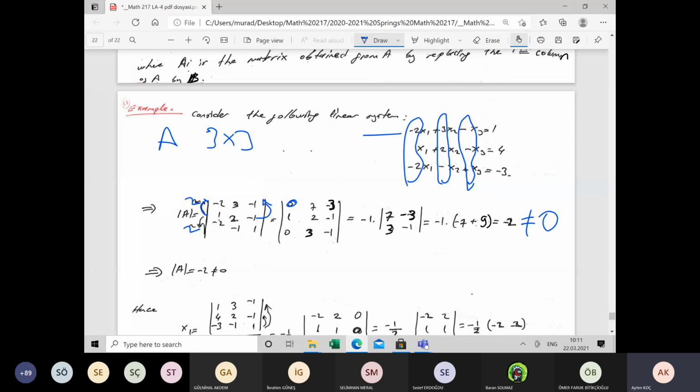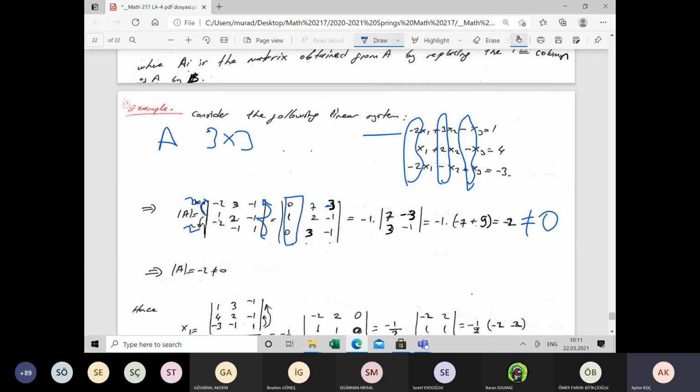4 plus 3, 7. Minus 2 minus 1, minus 3. And the next one, multiply by 2, 0. 4 minus 1, 3. Minus 2 plus 1, minus 1. Yes. So we obtain 0, 1, 0 column.